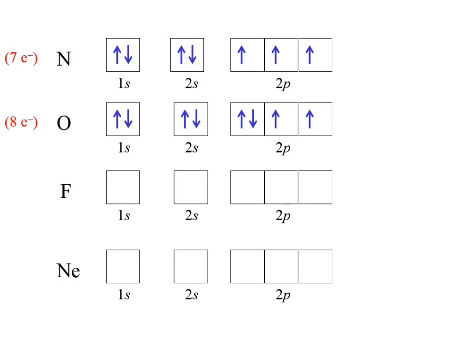So fluorine is 9 electrons. So we put the first 2 in the 1s, the next 2 in the 2s, and then we start filling the 2p. We go 1, 2, 3, and that brings us up to 7 electrons. We need to house 2 more, so we have to share rooms, opposite spins, for the first 2.